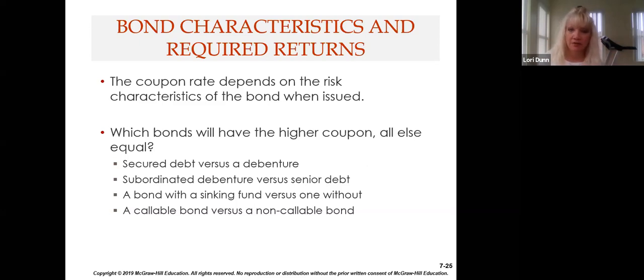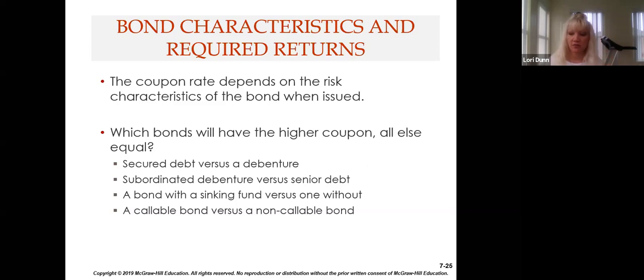A callable bond versus a non-callable. This is just another characteristic that's associated with a bond. A callable bond is one where the entity selling the bond, borrowing the money, has the option, usually them, to say we're going to pay off that bond early. We're not going to wait till it matures. We're going to pay you a certain amount during a certain period of time if we feel like it. So there's that option that the bondholder may get their money before maturity.